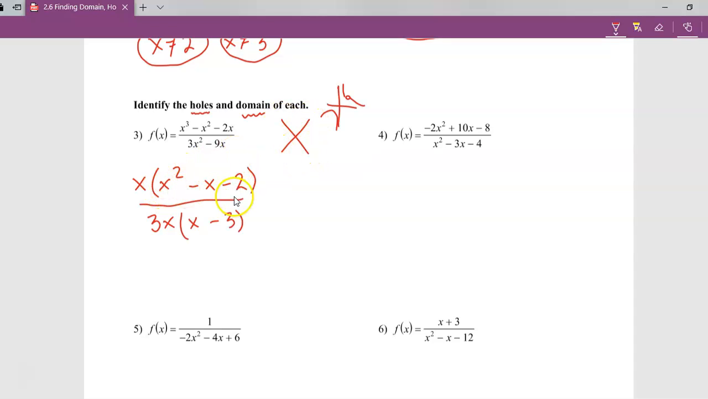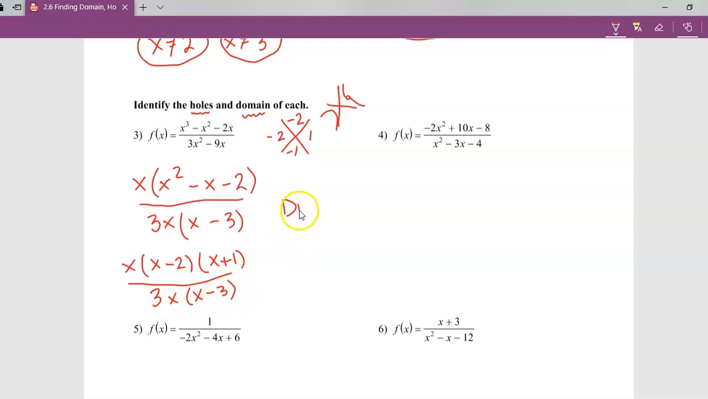So a is 1 and c is -2. So I need two numbers that will multiply to -2 and add to b, which is -1. That would be -2 and +1. So this top part is going to factor to x times (x minus 2) times (x plus 1), whereas on the bottom, I have 3x times (x minus 3).